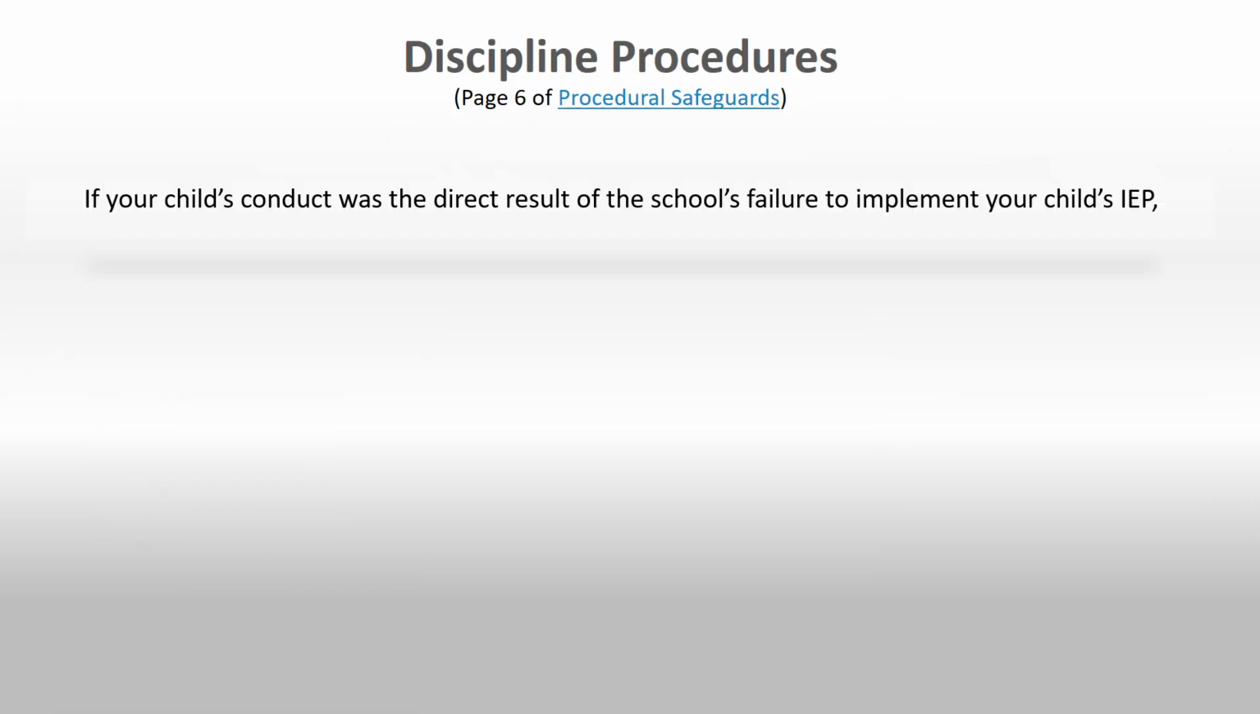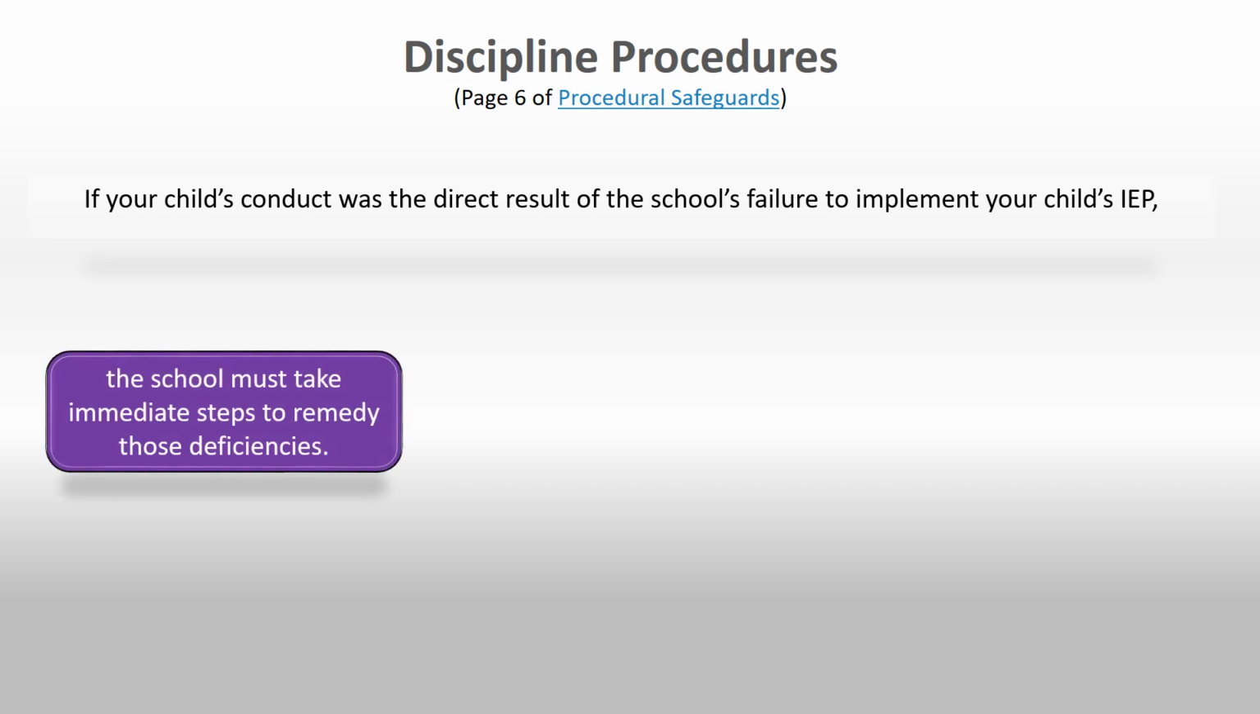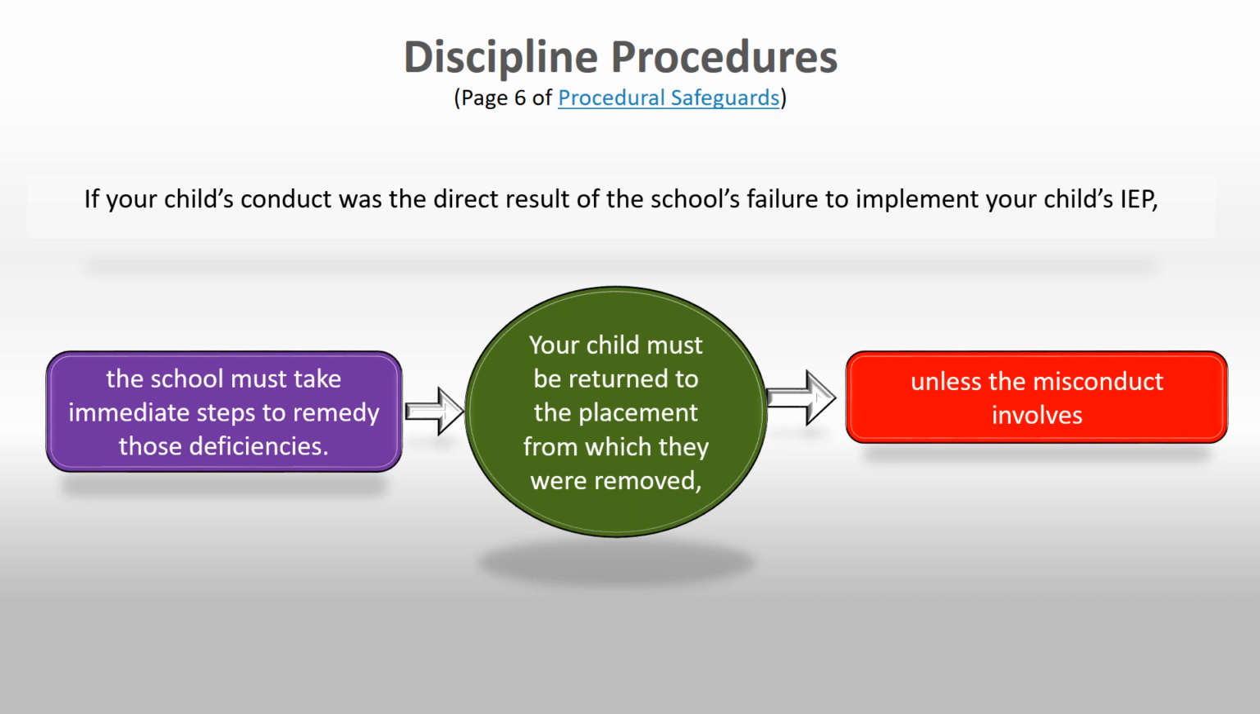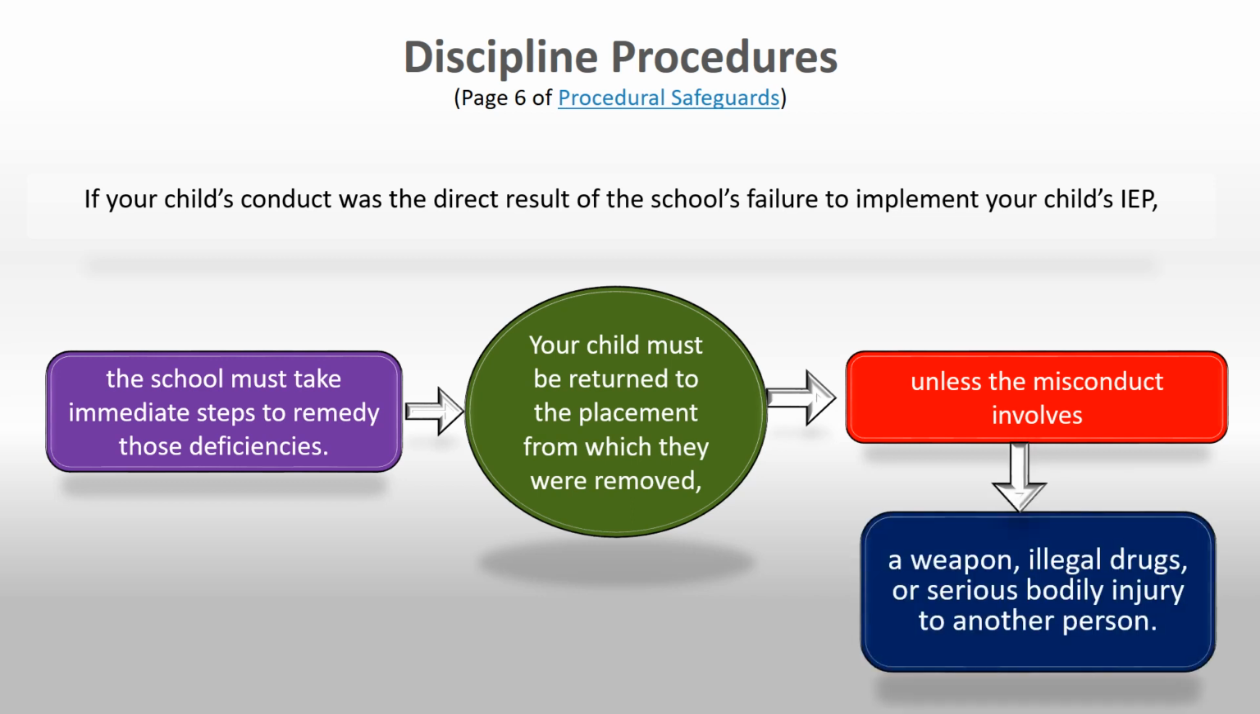Discipline Procedures, page 6 of Procedural Safeguards. If your child's conduct was the direct result of the school's failure to implement your child's IEP, the school must take immediate steps to remedy those deficiencies. Your child must be returned to the placement from which they were removed unless the misconduct involves a weapon, illegal drugs, or serious bodily injury to another person.